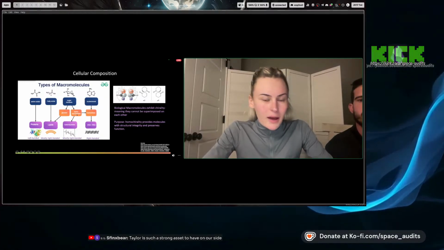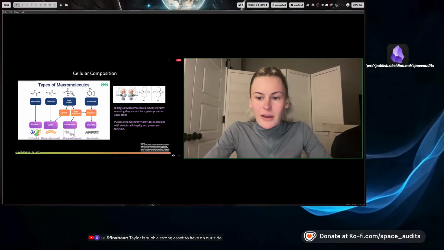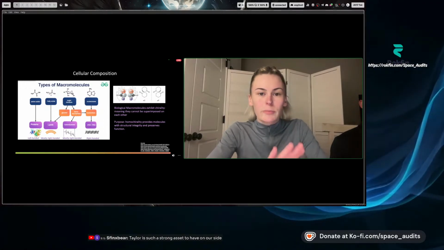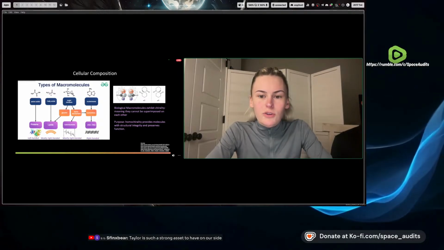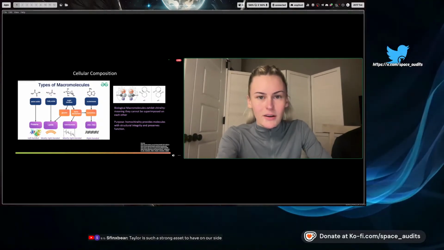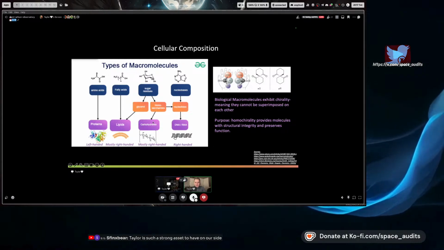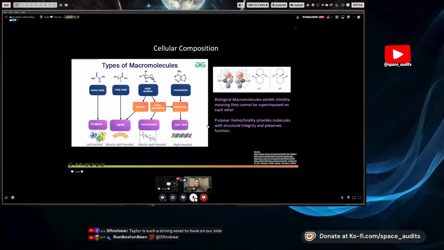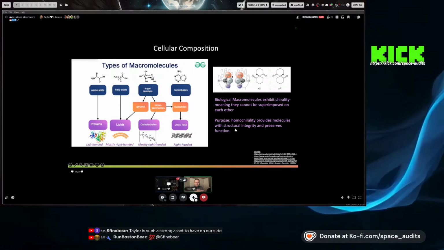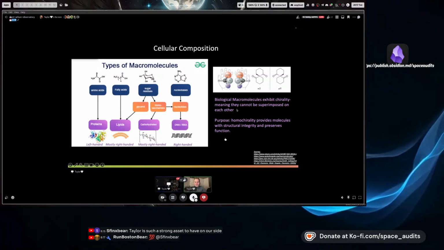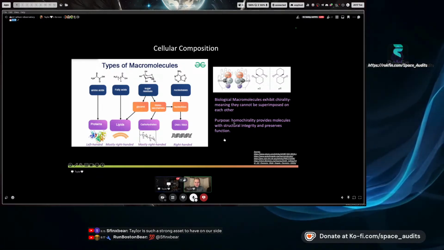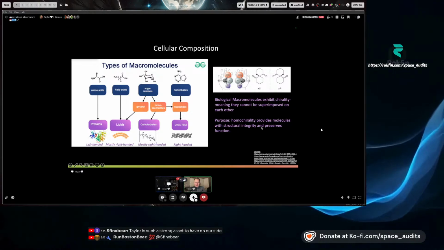And biological molecules exhibit something called chirality, meaning that they cannot be superimposed on top of one another. So you can look at this depiction of this hand right here to see what chirality actually looks like, right? When you can't superimpose them. So when I superimpose my hands, they don't perfectly align over one another. Okay, so homochirality in the cells provides them with integrity and preserves function.